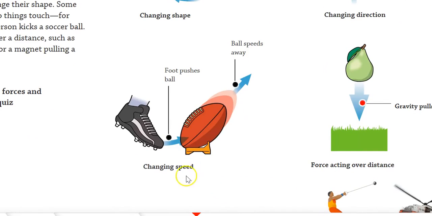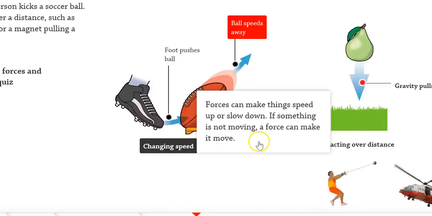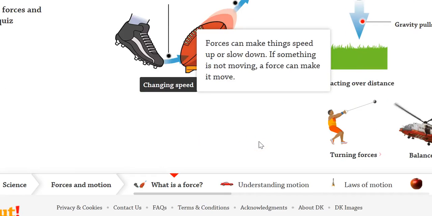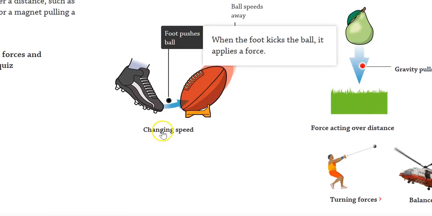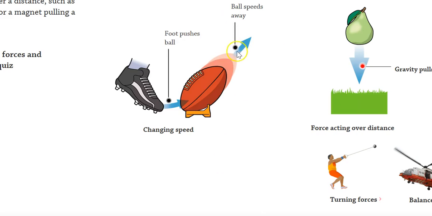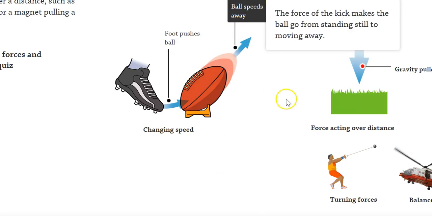Forces can also change the speed of an object. Forces can make things speed up or slow down. If something is not moving, a force can make it move. When the foot kicks the ball, it applies a force. The force of the kick makes the ball go from standing still to moving away.